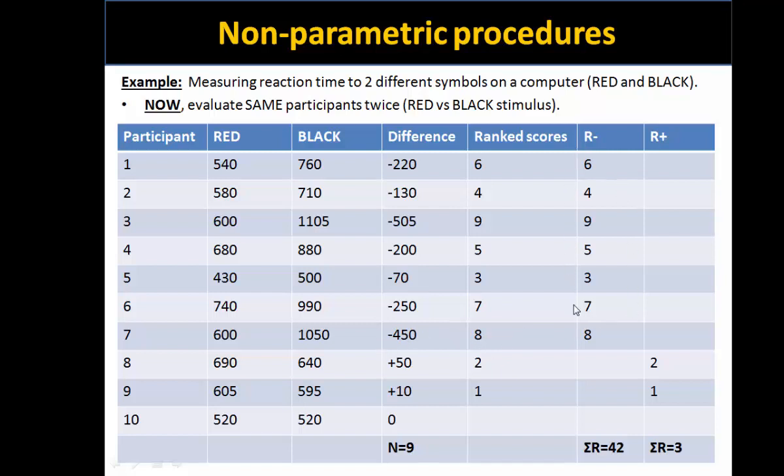The ranks are then separated according to whether the difference value is negative or positive, and we see that here, and then we sum vertically, where the sum of the ranks on the negative side is 42, and the sum of the ranks on the positive side is 3. And so we're left with a sample size of 9 from a starting sample size of 10.